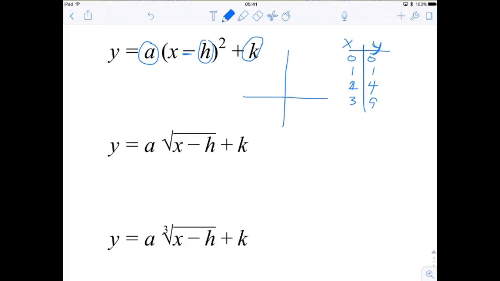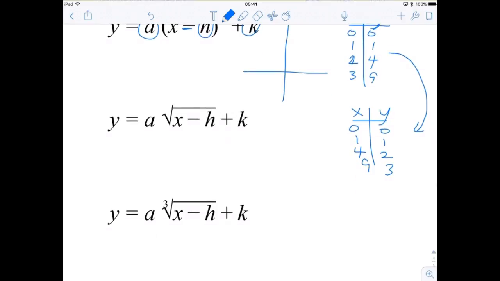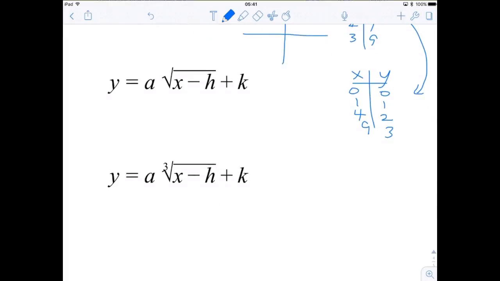Okay, so same thing for each function. The only difference is the radical function, of course, is the reverse of this function. So the radical function has (0, 0), (1, 1), (4, 2), (9, 3), right? And then finally there's the cubic function. The cubic root function. First we're going to draw the cubic function.